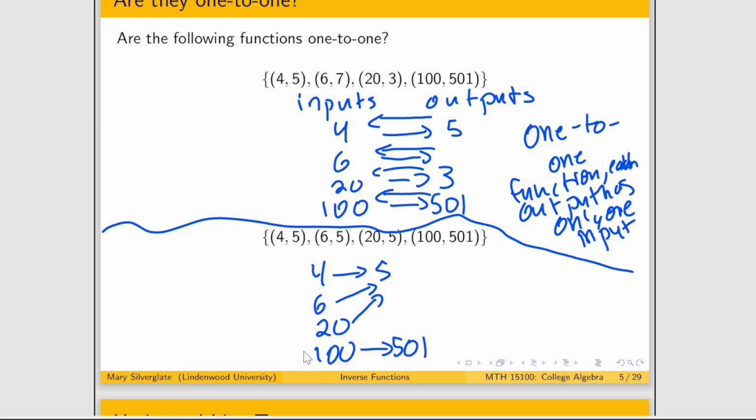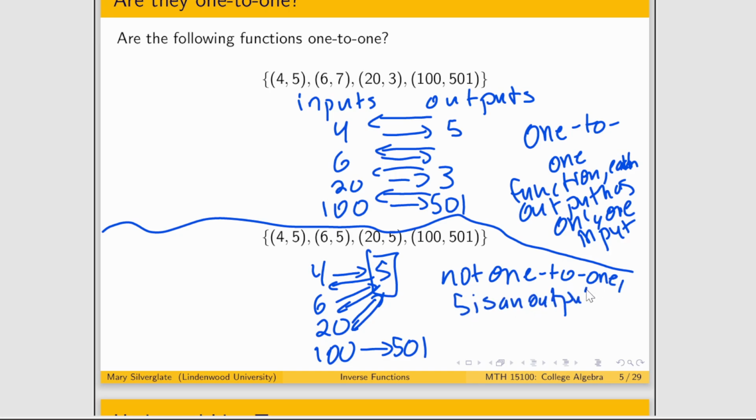So even though on this last one, 501 is an output with only one input, 5 is an output that has more than one input. And as soon as you get some output with more than one input, in this case the output of 5 is associated with 4, 6, and 20, it is not one-to-one. And as soon as you find one problem child like 5, it is no longer one-to-one.